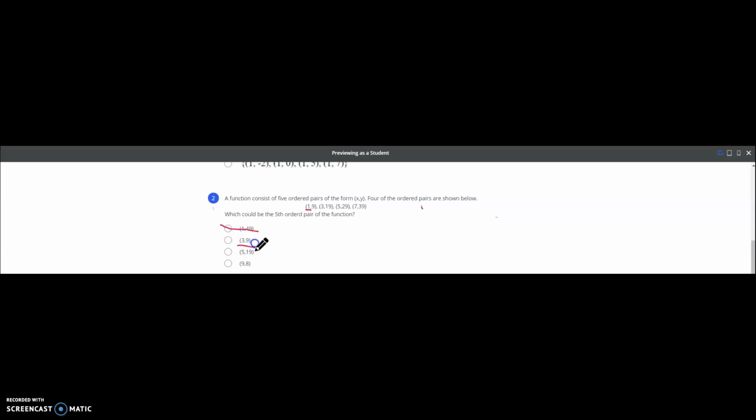Okay, so let's try 3, 9. So if I put 3, 9 here, let's see. Wait a minute, I have a 3 here. When x is 3, y can be 19. And when I add this one here, it can be 9. That means this x has two y's, so this is not a function. We cannot add that one and it still be a function.